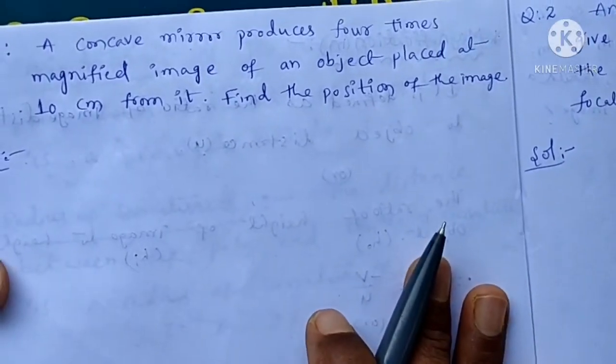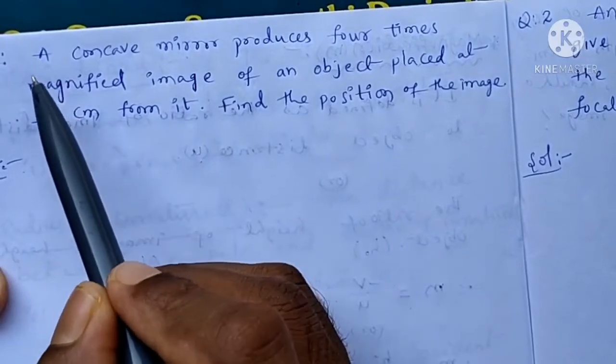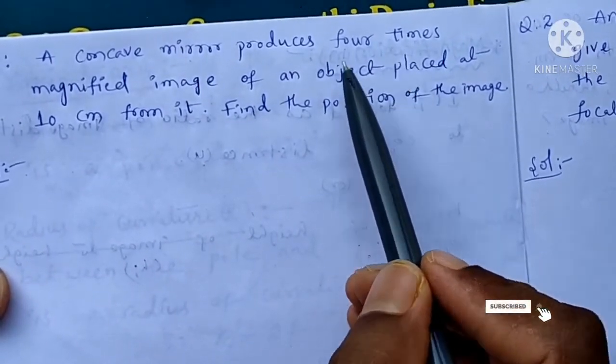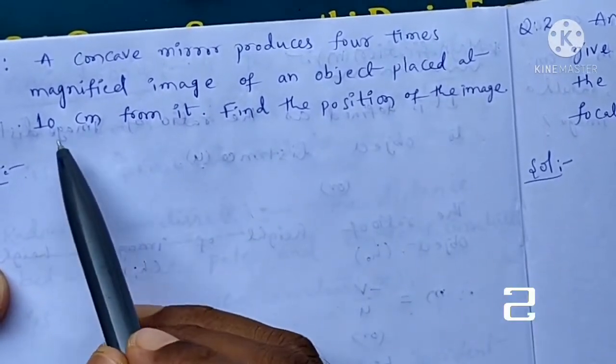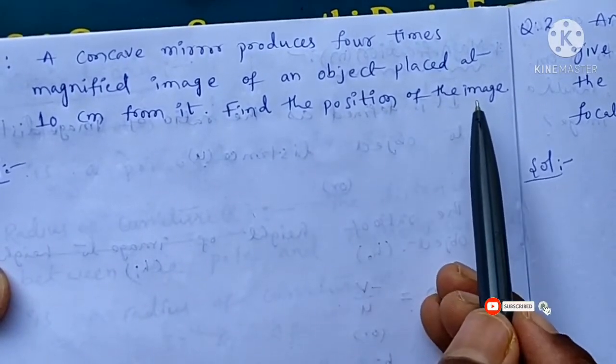Let's solve one example problem based on the magnification. Question number 1. A concave mirror produces 4 times magnified image of an object placed at 10 centimeters from it. Find the position of the image.